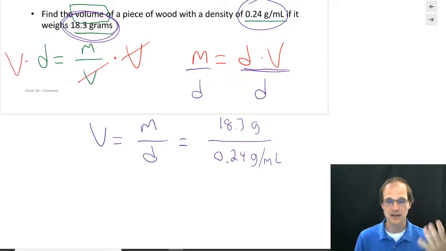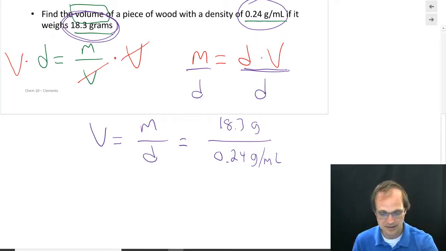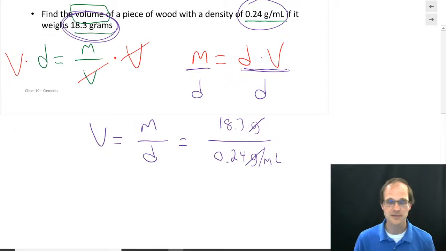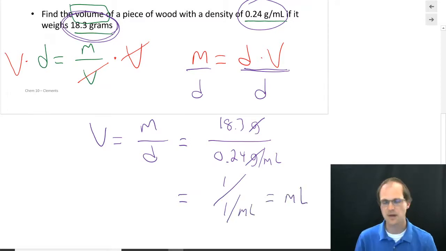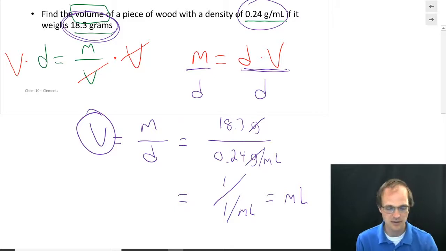There is going to be units on every single step of your problem. From the very beginning to the very end, you're going to show how units cancel. I've got grams here, grams canceling there. Now, what my units end up being is 1 over milliliters, which we talked about before. 1 over something is just that something. So we get milliliters out of that, which is what we want. We wanted a unit of volume, so it's good that we got a unit of milliliters.